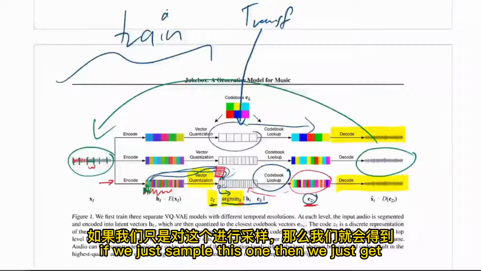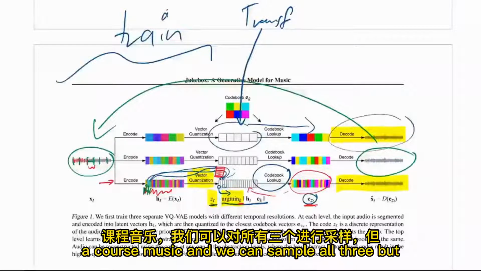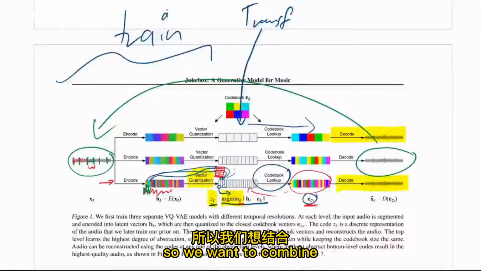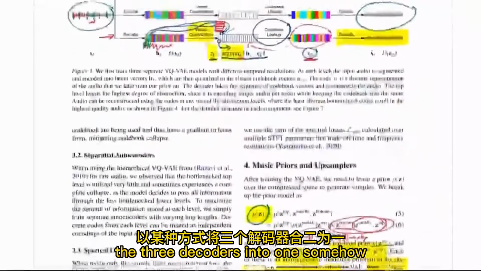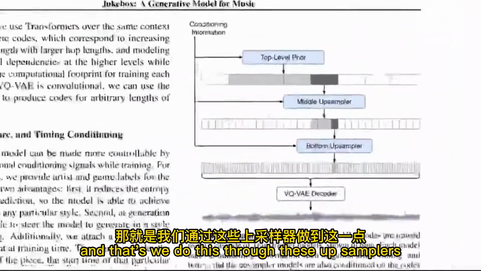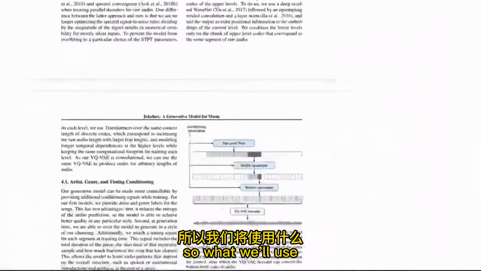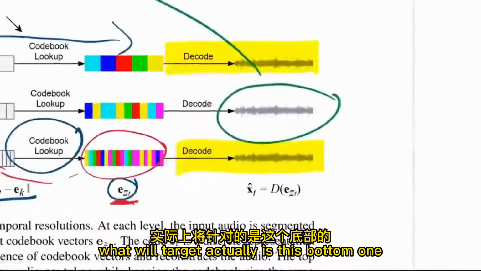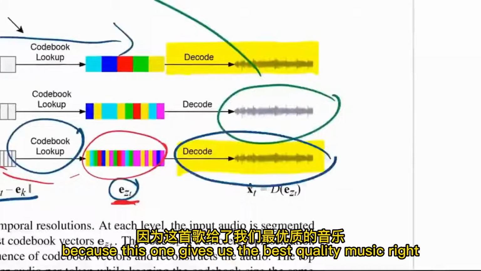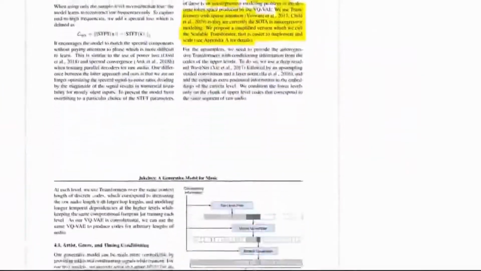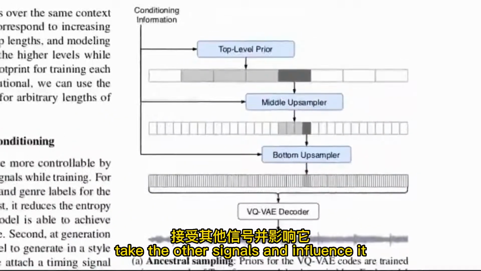If we just sample this one, then we just get a coarse music, and we can sample all three, but they will just give us 3 different tracks of music. So we want to combine the 3 decoders into one somehow. And we do this through these upsamplers. So what we'll target actually is this bottom one. We target this one because this one gives us the best quality music, right? Because it was trained with the shortest time scale. We're going to try to take the other signals and influence it.